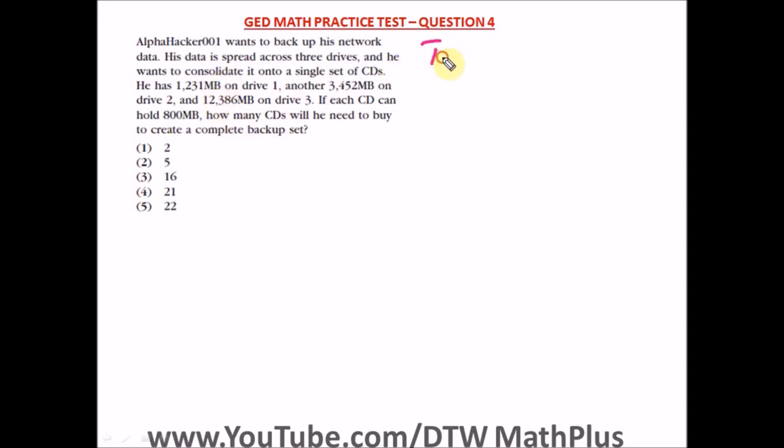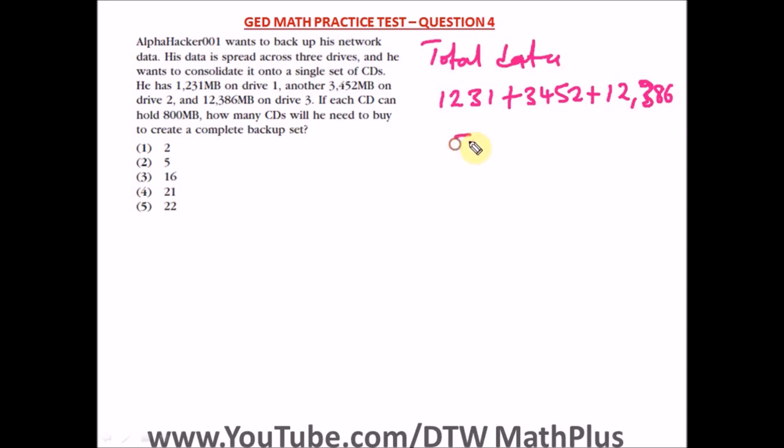So total data is 1231 plus 3452 plus 12386 megabytes. And if you punch in your calculator, you should get 17,069 MB. That's 17,069 megabytes. We have to now divide this by 800. So rule the division line here, and when you divide by 800, punching your calculator, you're going to have 21.336. So it's going to need 21.336.